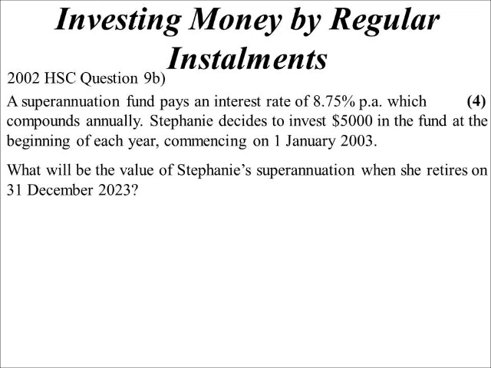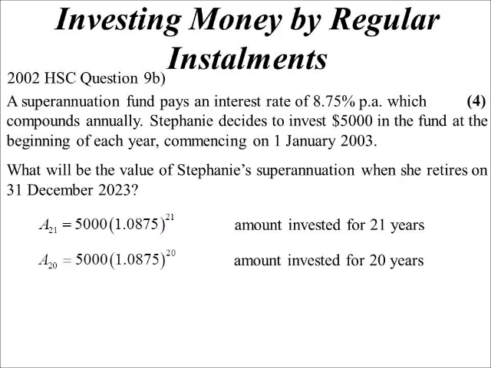$5,000 in the fund, beginning each year, starting 2003. So what will be the value when they're going to retire? Gosh, retire in 20 years. Be all right, I only had to work for 20 years. Okay. We've got to look at each investment. That very first investment that was made will be invested for 21 years. And so if we were to work out its value, it'll be 5,000 × 1.0875 to the power of 21.